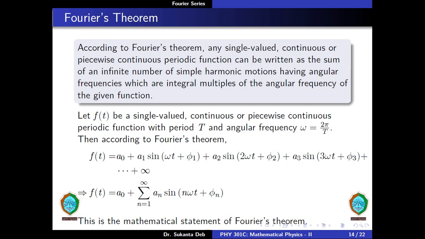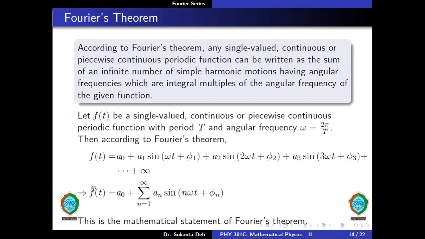then according to Fourier's theorem, f of t is equal to a naught plus a1 sine of omega t plus phi 1 plus a2 sine of twice omega t plus phi 2 plus a3 sine of 3 omega t plus phi 3 up to infinity. Now these are all simple harmonic motions. This is a simple harmonic motion with an angular frequency omega. This is a simple harmonic motion with an angular frequency twice omega. This is a simple harmonic motion with angular frequency thrice omega. And apart from all these simple harmonic motions, we also have a constant term. This is basically known as the DC term of the Fourier's theorem.